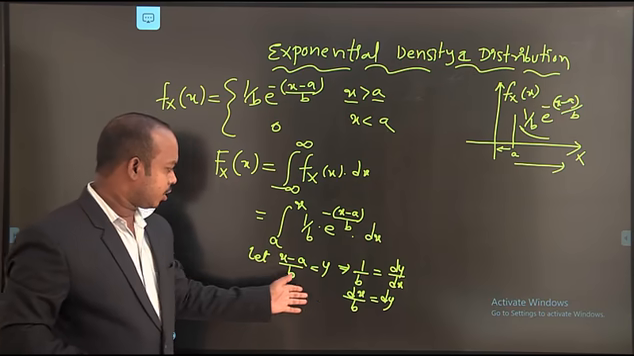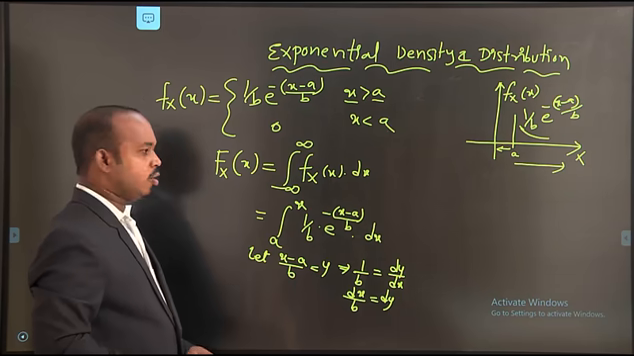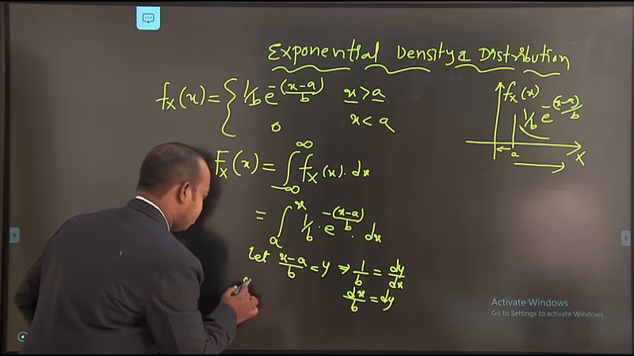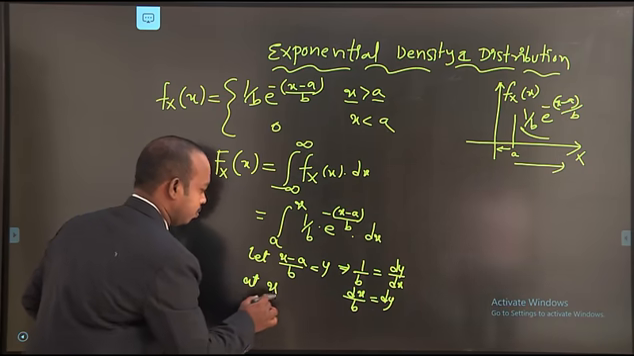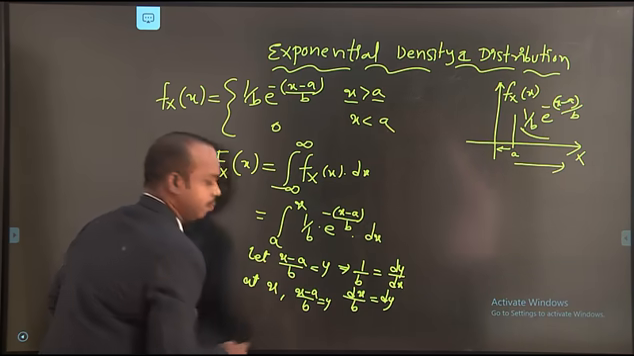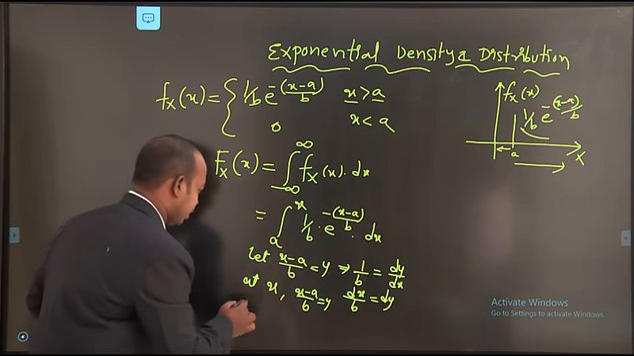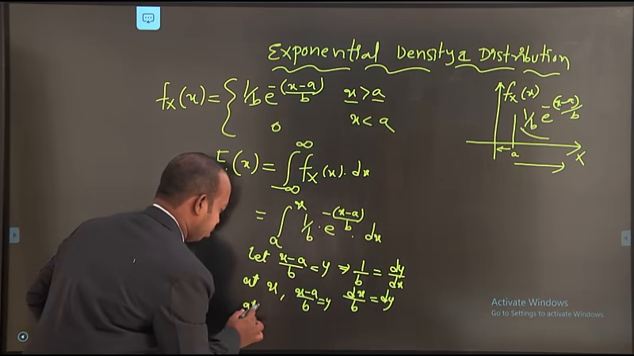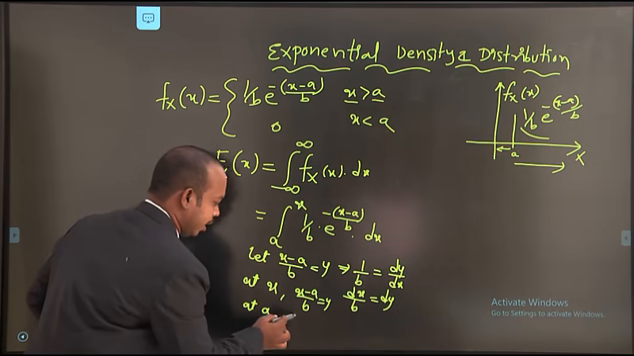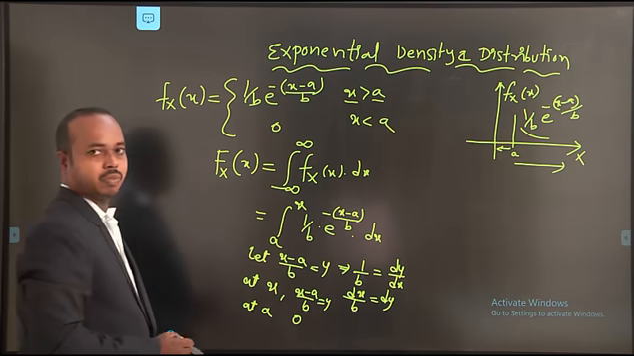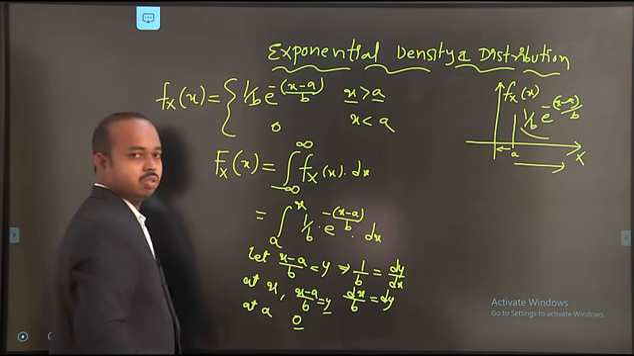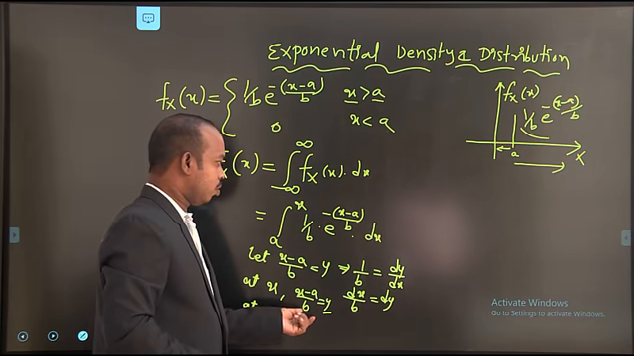You can take this value and change the limits. What is the first limit? At x, the value (x minus a) by b is equal to y. At small a, you can substitute the value of x is a, the total quantity is 0. The lower limit is 0 and the upper limit is y. We can substitute these values in this function.